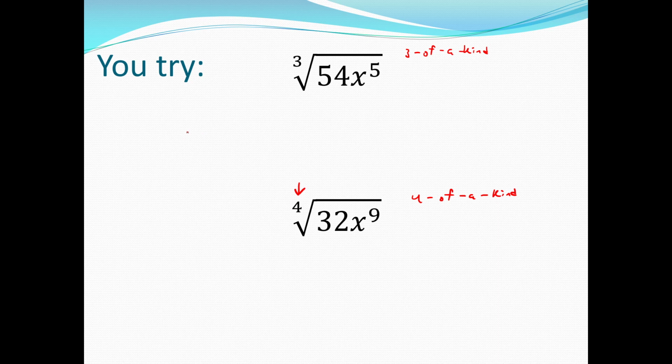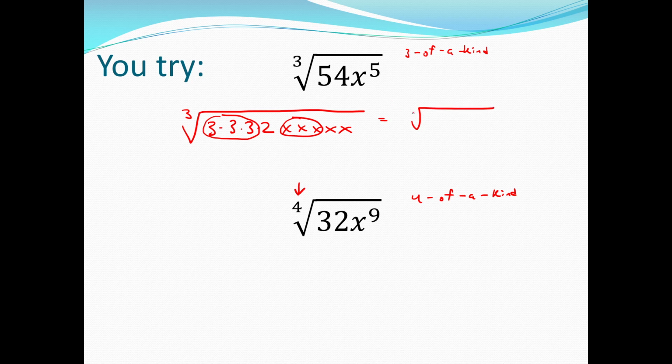Okay, so 54 is, let's see, 27 times 2. So 3, 3, 3, 2. And then x, x, x, x, x. There we go. Circle 3 of a kinds, 3 3s, 3 x's. On the inside, we did not circle 2 x's, so that's x squared, and we didn't circle a 2. We did circle a 3, and we did circle an x. And that's our final answer.